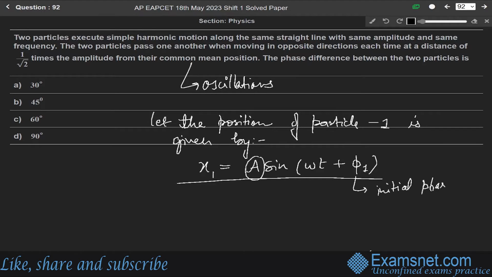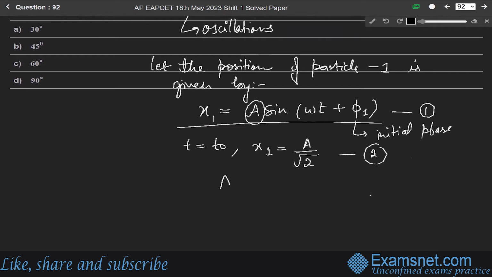Initial phase. Now, at t equals t naught, let us say x1 equals a by root 2 according to the question. Let us say this is equation 1 and this is equation 2. So this a by root 2 will be equal to, from equation 1, a sine of omega t naught plus phi 1.